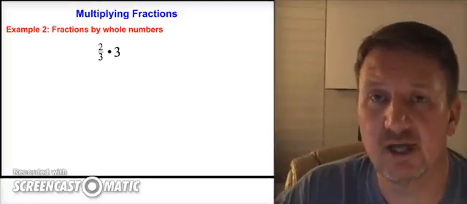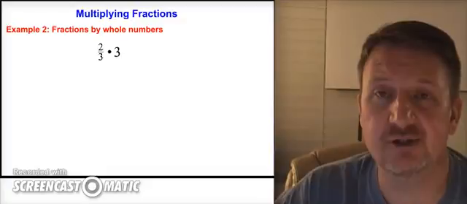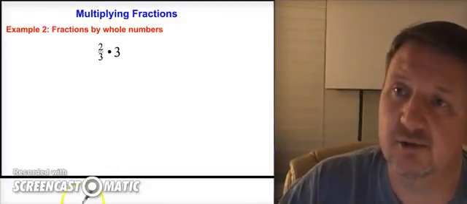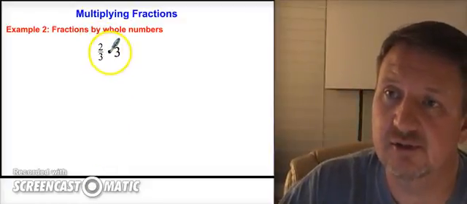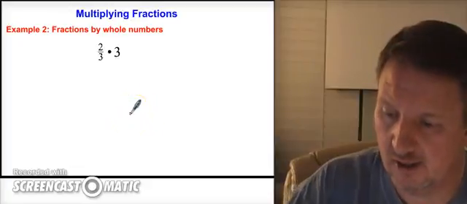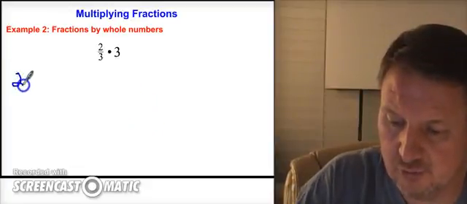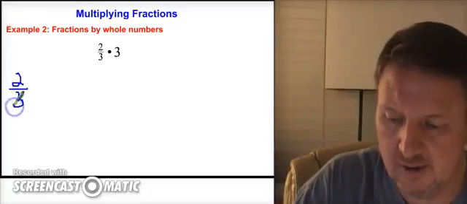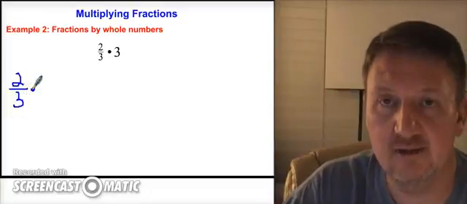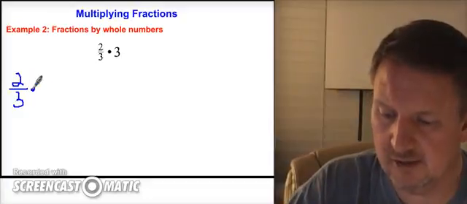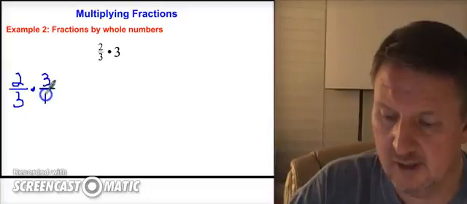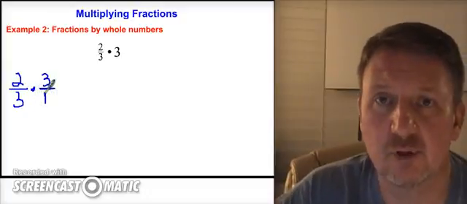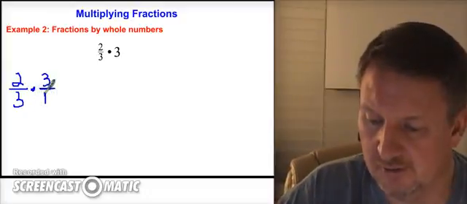All right, our next example is multiplying fractions times whole numbers. So in this case, I have 2/3 times 3. All right, our first step is to turn our whole number into a fraction. So how you do that is you basically just take your whole number and put it over 1. All right, and that's all there is to it.